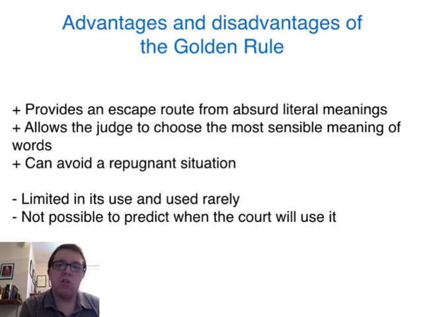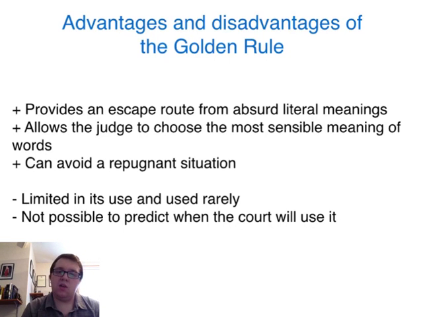So to review the advantages and disadvantages of the Golden Rule, we can say that it provides an escape route from absurd literal meanings. So again, if the Golden Rule had been used in the literal rule cases that we saw, Whiteley and Chappell, the impersonation of a person entitled to vote, or the Berryman case, the railway worker that was denied, or rather the widow was denied compensation when he was killed for oiling points on the railway track, this Golden Rule would actually have prevented that and led to a more just outcome. It also allows the judge to choose the most sensible meaning of words.